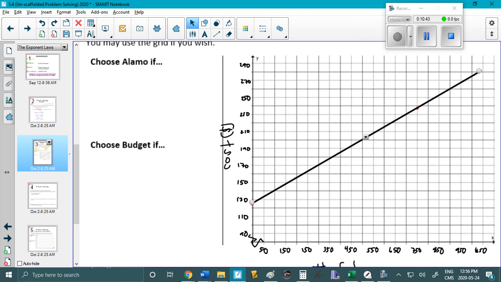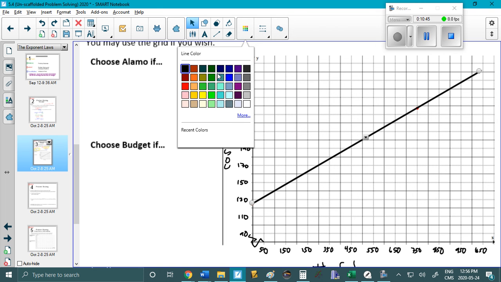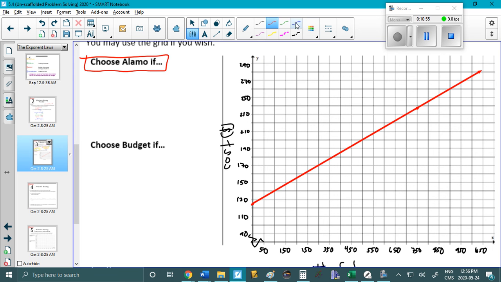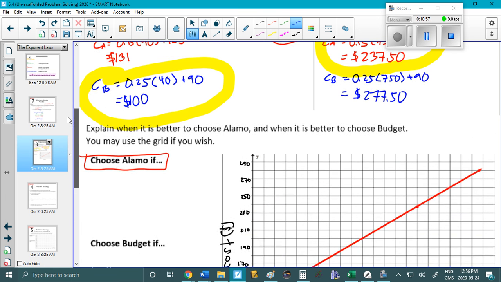Okay, so again, this is for Alamo. I've just taken 2 points that I knew. The initial value is an obvious choice, and then this other point, and you'll notice they're not exact. I'm not stressing out about how close they are or anything like that.